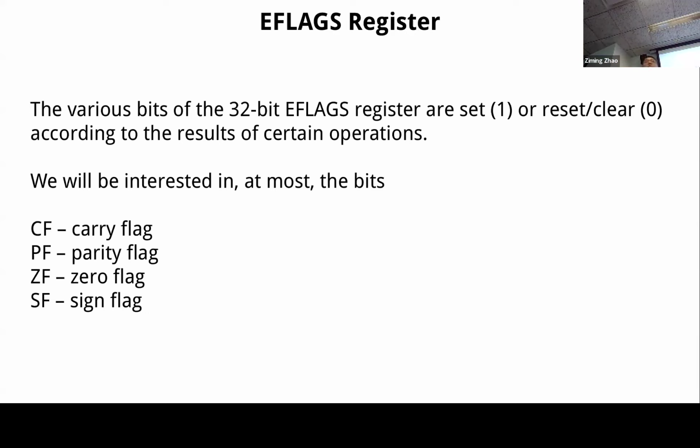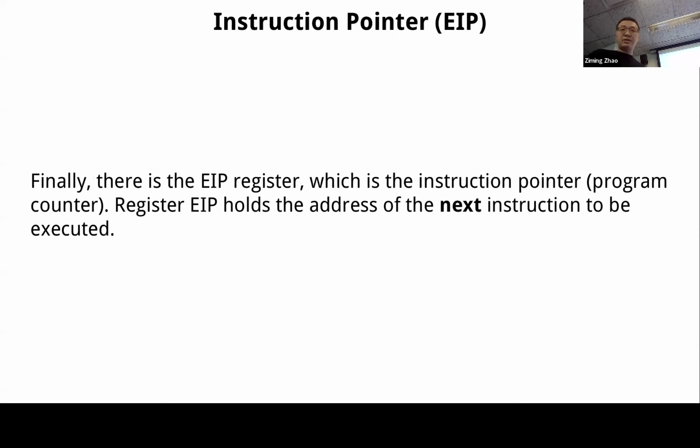Then if you want to subtract a number from another number, and the result is 0, then there is a zero flag to indicate the result is 0. There are several other flags, including sign flags. So those are in the E flag register.